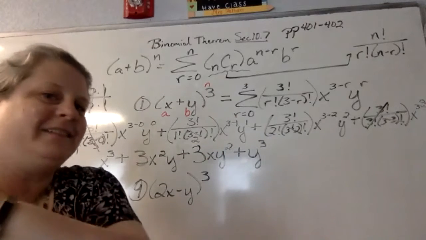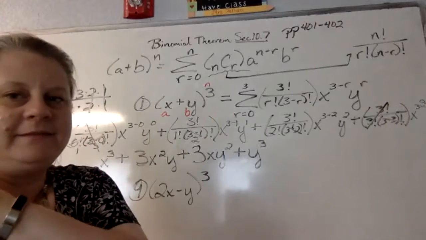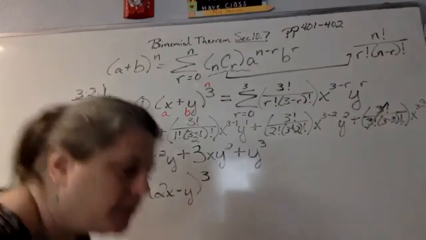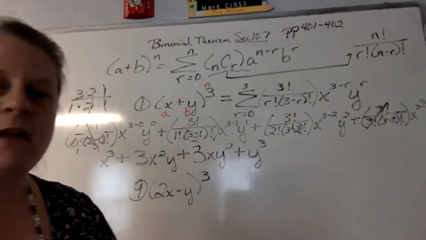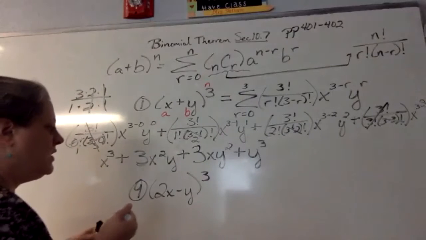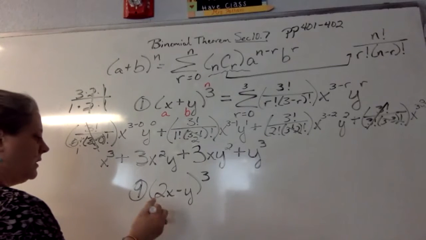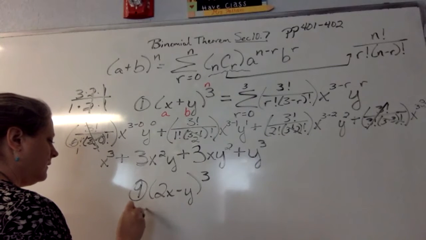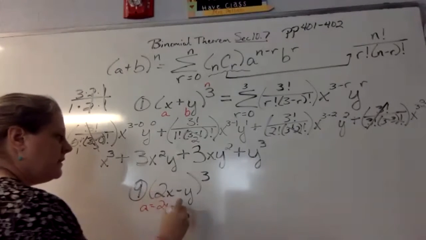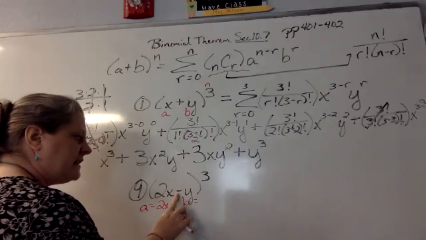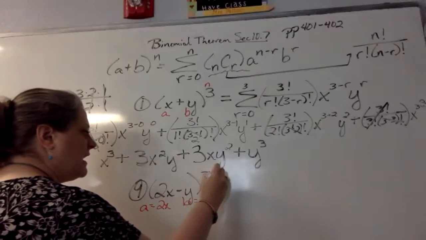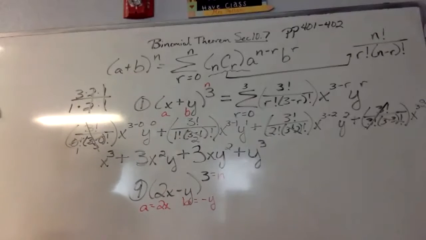All right. You ready for number 9? Yeah. It's the last one that's long, because for number 18, we don't have to do the whole big thing. We just do one little piece of it. Okay. So on this one, what's my A equal to? A is equal to 2x, and B equals, the sign stays with it, so it's negative y, and then my n is 3.